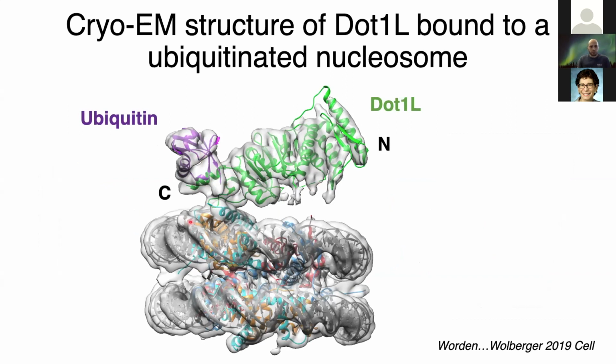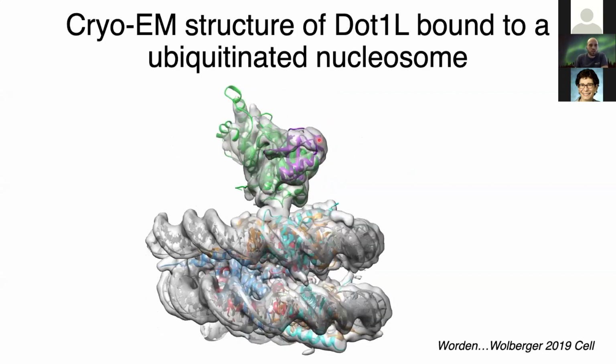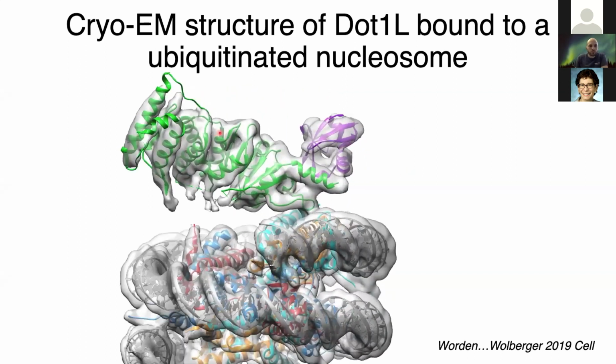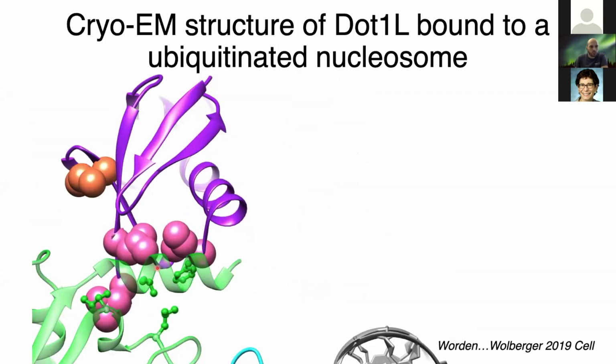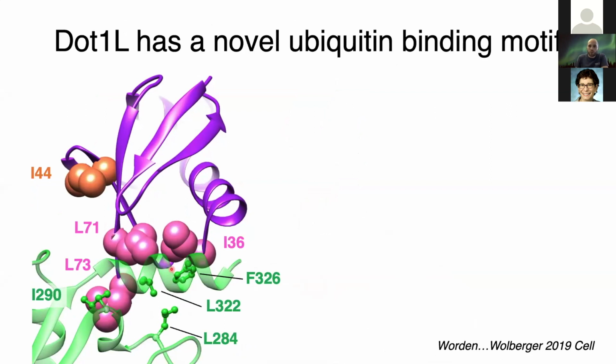And from the structure, we can clearly see that ubiquitin directly binds to Dot1L in this C-terminal section of the protein on this side of the nucleosome. And the N-terminal part of Dot1L is actually lifted up over the nucleosome on the other side. Now, if we move around the structure, we can see that all the features of the EM density are accounted for by the published crystal structures of Dot1L and the nucleosome. And we can see that ubiquitin actually interacts with Dot1L using a conserved hydrophobic surface that is centered around leucine 73, leucine 71, and isoleucine 36.